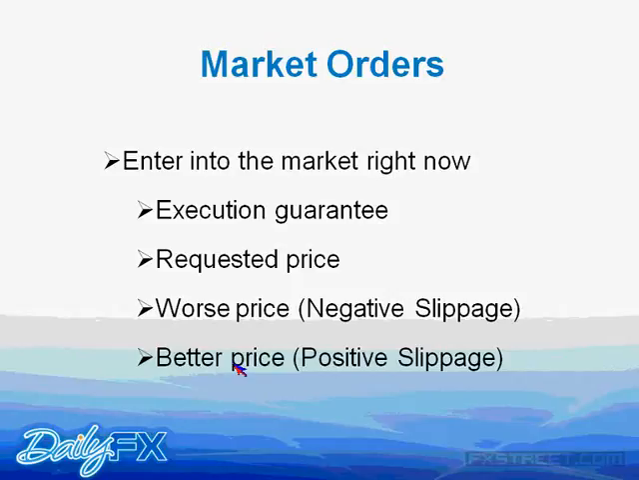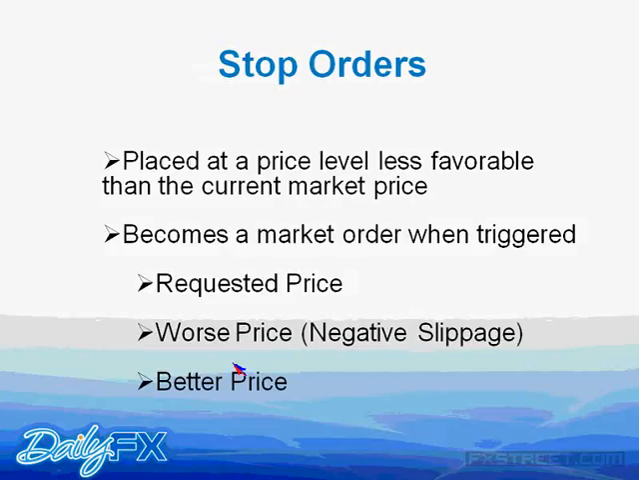You might get the requested price of when you clicked on that trading station to get entered into that trade. You could receive a better price, which is known as positive slippage. You could receive a worse price, which is known as negative slippage. Those are the risks associated with placing market orders.